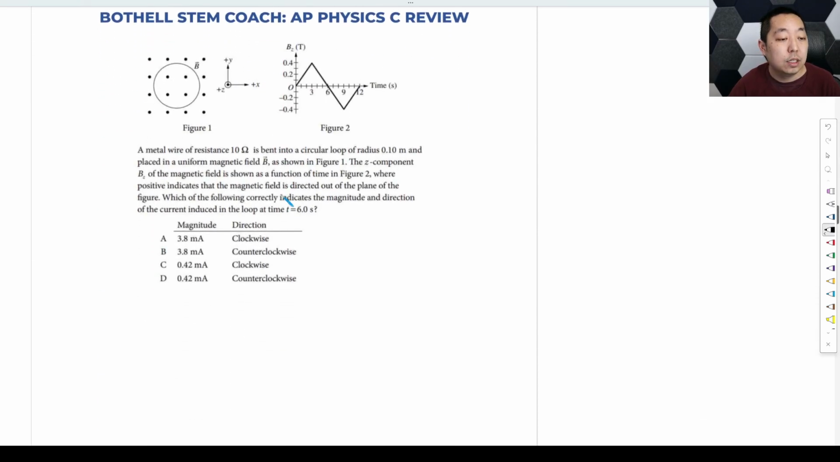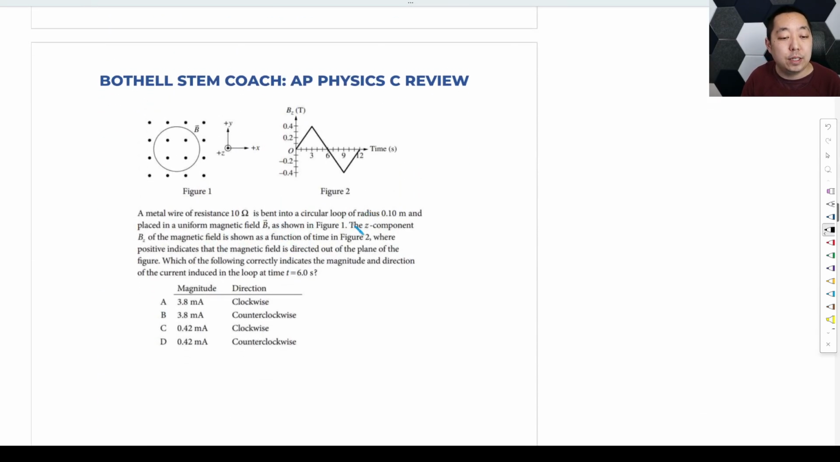All right. So a metal wire of resistance 10 ohms is bent in a circular loop of radius 0.1 meters and placed in a uniform magnetic field as shown. The Z component of the magnetic field is shown as a function of time. The Z component is all we care about because that's the one that's actually passing through the loop for the flux calculation, where positive indicates that the magnetic field is directed out of the plane of the figure. Find the magnitude and direction of the current induced. Okay, so first we want the current. We want to know the current induced, the magnitude of it, and we also want to know the direction of it. Okay, so let's go through the problem-solving steps.